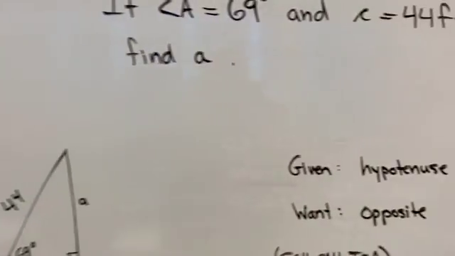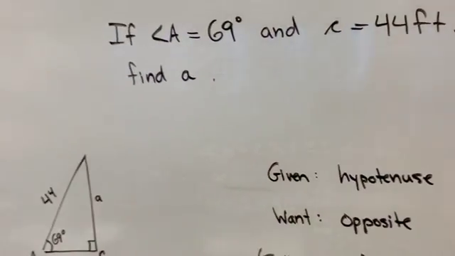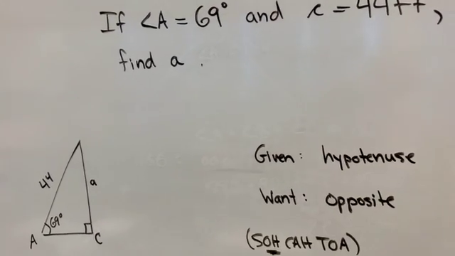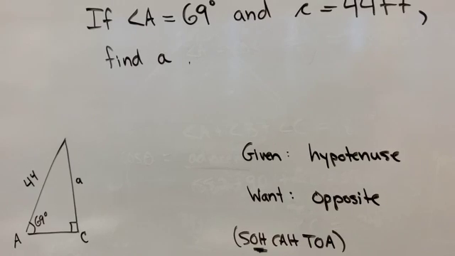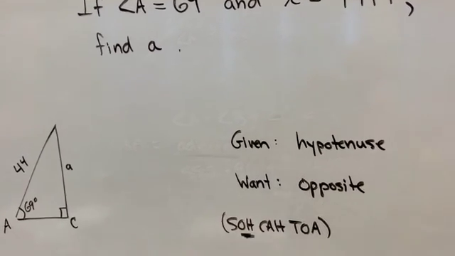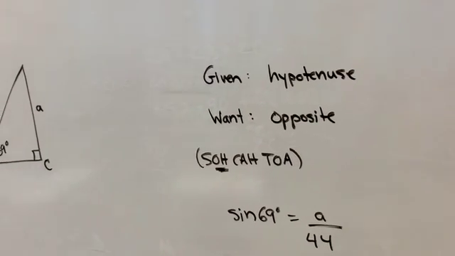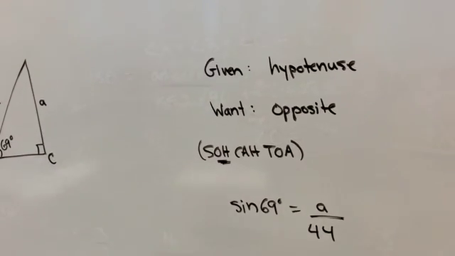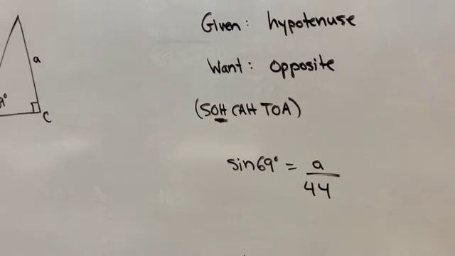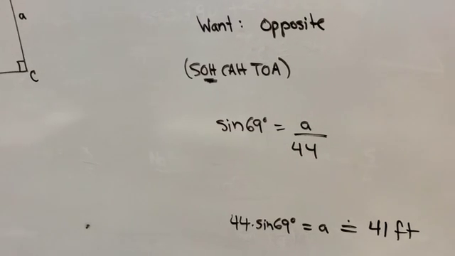So what's given? In this case, it's the hypotenuse. What do we want? We want the opposite side. So which of my trig ratios relates opposite and hypotenuse? That's sine. Sine is equal to opposite over hypotenuse, so sine of 69 is a over 44. This one's slightly easier to solve. I just need to multiply both sides by 44. So 44 multiplied by sine of 69 is the answer.